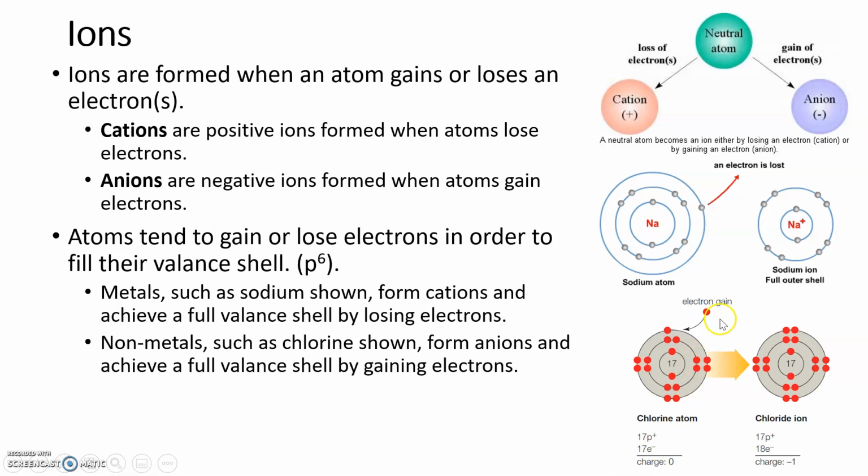Nonmetals usually gain electrons so that they can complete their set. So here's chlorine, the atom. You can notice he's 1 electron away from having that P6, that full octet on the outside. So he gains an electron, and now he's got all 8 electrons on his outer shell. That's a full valence shell. He did it a different way than a metal would, sodium for instance, but he got to his full octet, and that's why he gained an electron. He formed an anion.